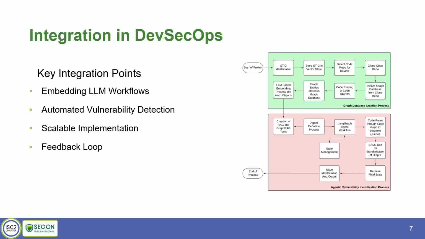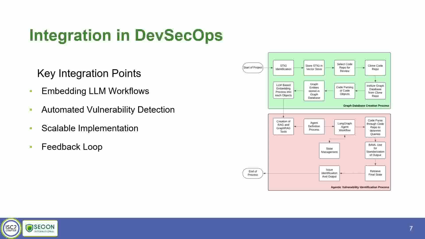Frameworks like LangGraph and AutoGen scale functionally, making it feasible to handle even the most complex and large-scale codebases efficiently. Finally, the system generates a feedback loop. Actionable insights are provided directly to developers, while standardized reports are delivered to security and compliance teams, ensuring that all stakeholders remain informed and aligned.